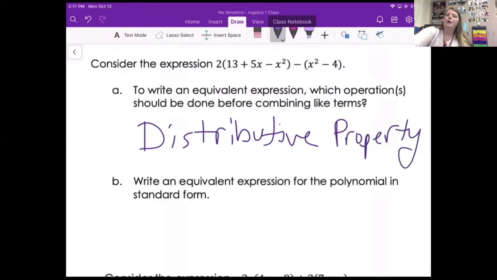And my stylus broke, so I'm using my finger. See that? So I apologize if it's not as nice handwriting as you're used to.